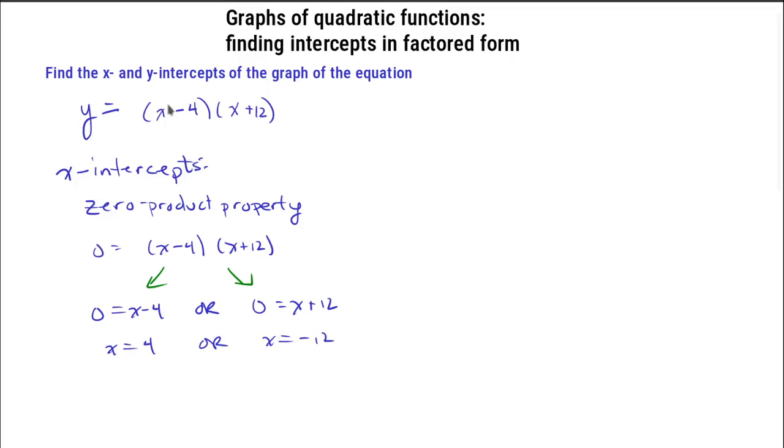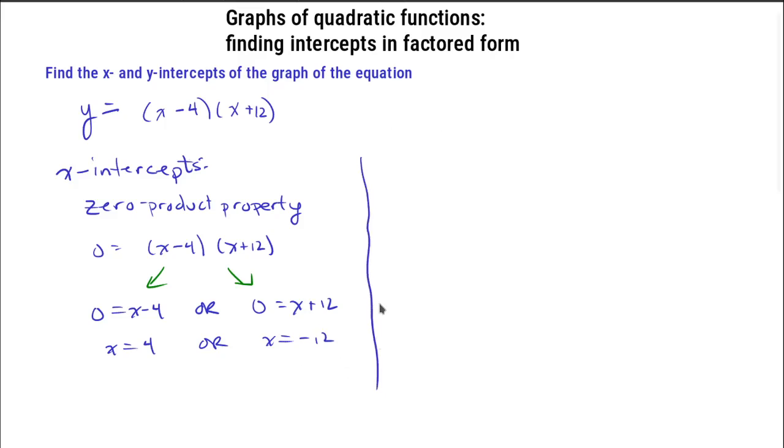That was easy. And after you've practiced that a few times, you can actually just jump straight there. You don't need to write this all out. If you can see it in the factored form and you understand what's going on, you can just jump straight from the negative 4 to positive 4, the plus 12 to negative 12.